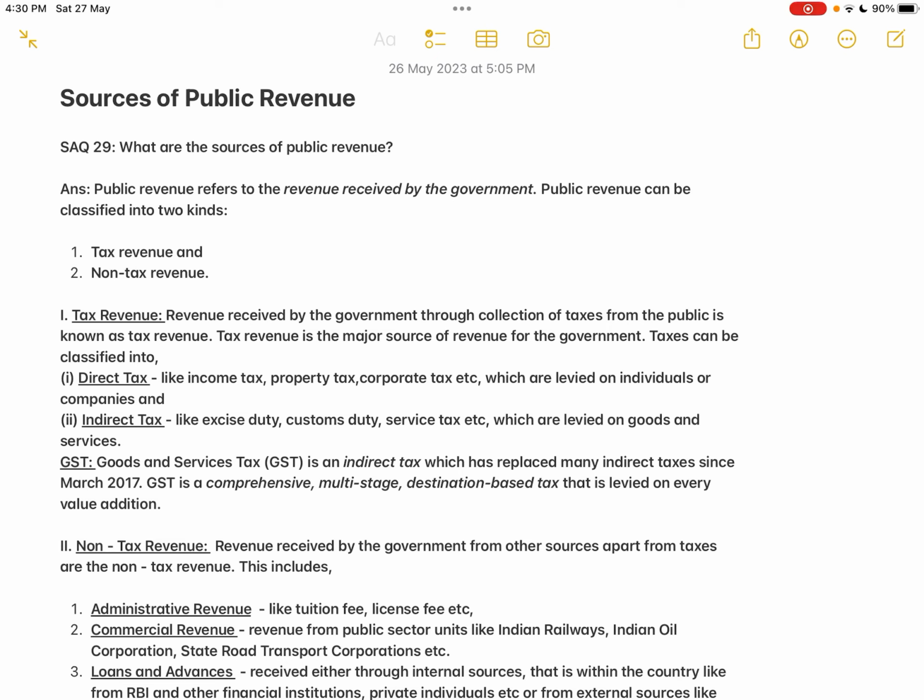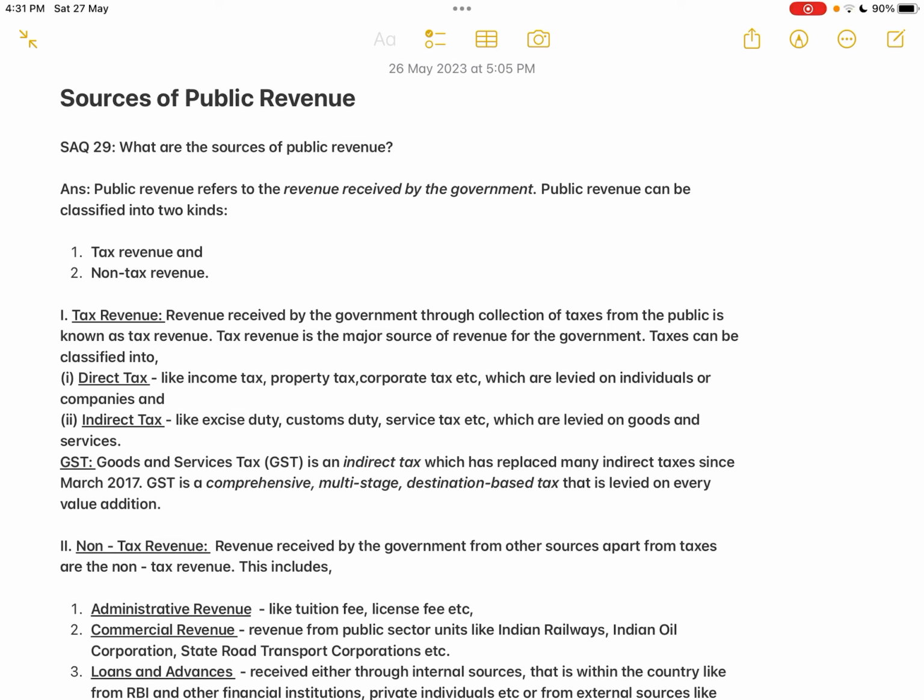Whenever we talk about public finance or public revenue, public expenditure, public debt, all these are the revenue, debt or expenditure of the government, not the general public. Public revenue can be classified into two kinds. There are two sources of revenue for the government. The first and foremost is the tax revenue, and the second one is the non-tax revenue.